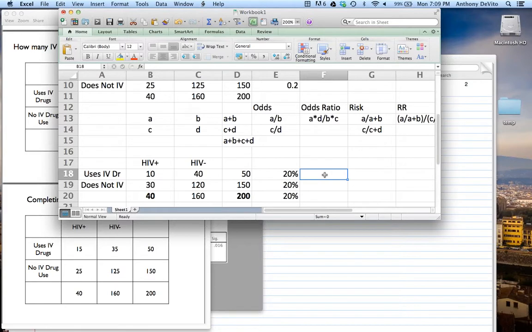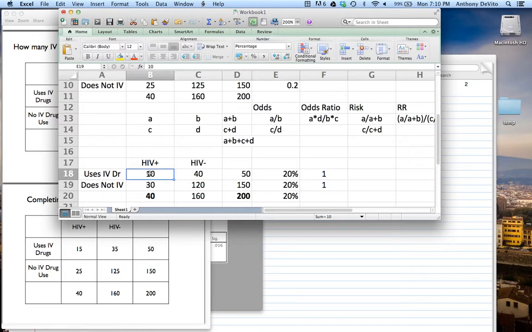And had we done this, our odds ratio would have been 1 and our relative risk would have been 1. They both would have been 1 if we really got that outcome. Let's assume for a moment that this is really true in this population. The population has 20% prevalence of HIV, and as it happens, out of 200 people, 50 are IV drug users, 10 are HIV positive out of that group. So their prevalence is 20%. The rate that non-IV drug users are HIV positive is 20%, and so on and so forth. Let's say that that's really true in this population overall.